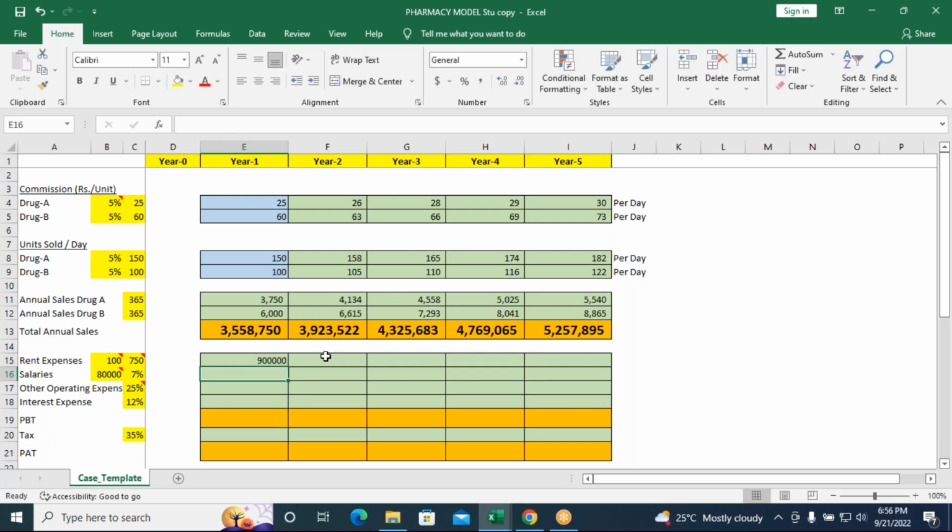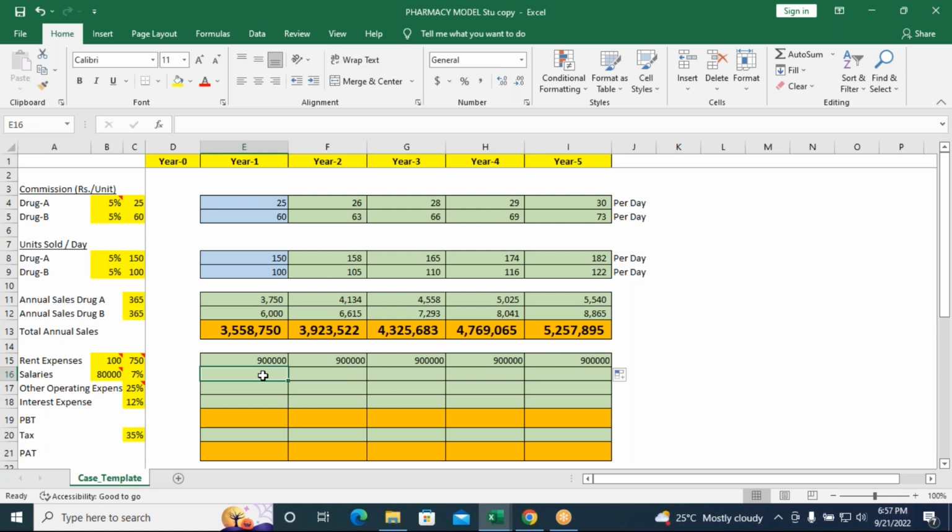So is there any change they have mentioned, that there will be an inflation in the rent every year or something like that? No, ma'am, they have not mentioned. So the value will remain the same. It is 90 lakhs. So this will remain the same. I'll just click here and drag till the 5th year.